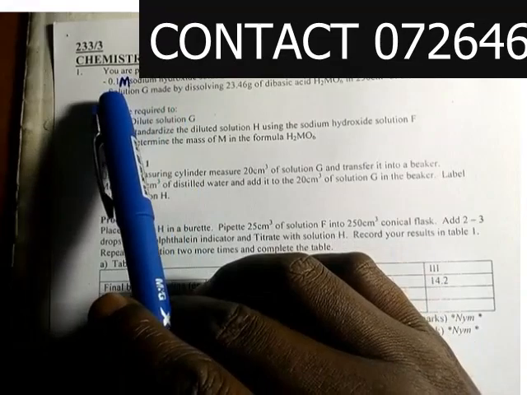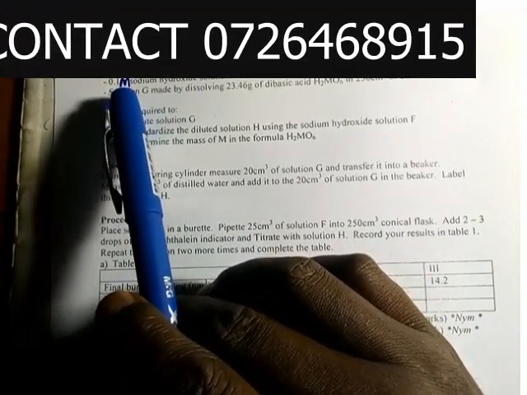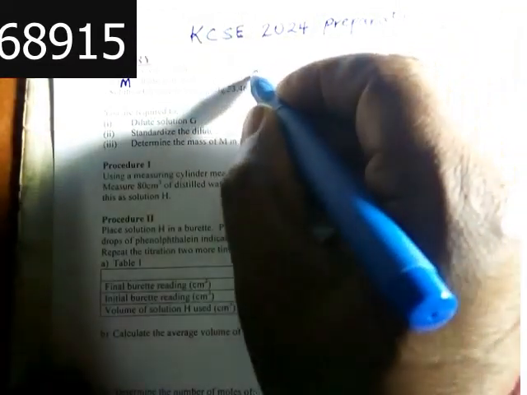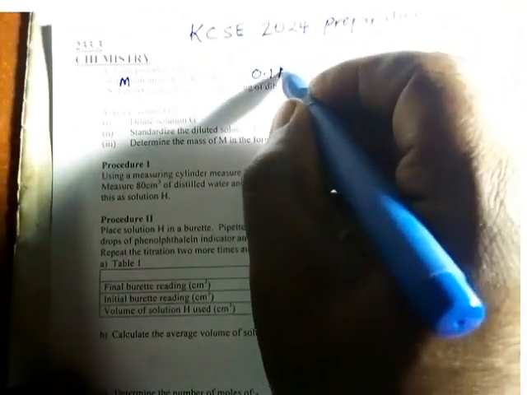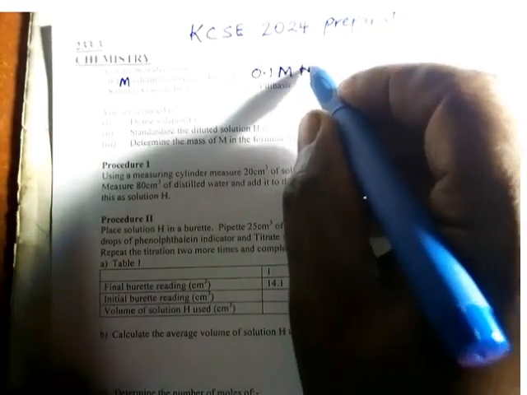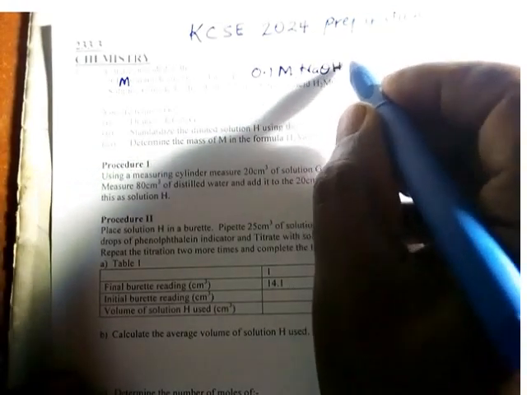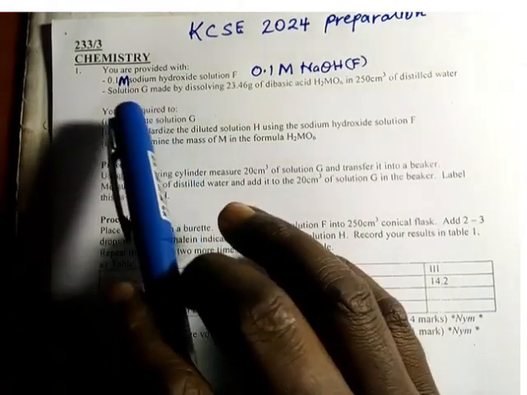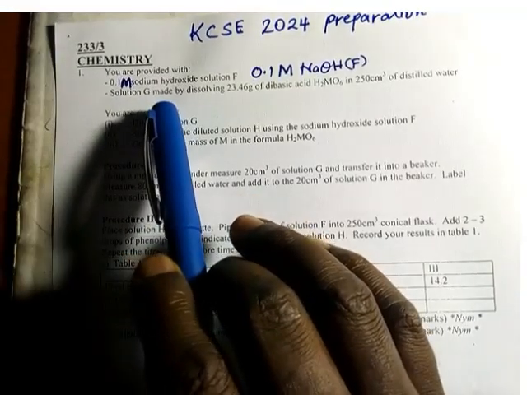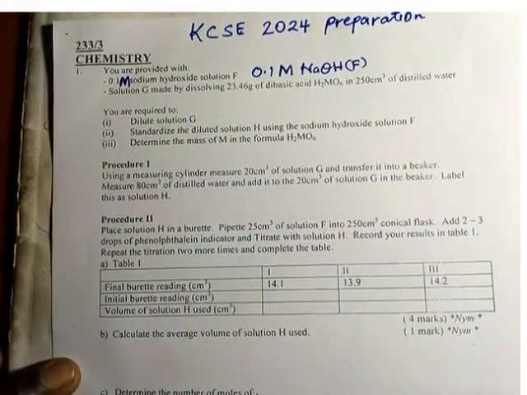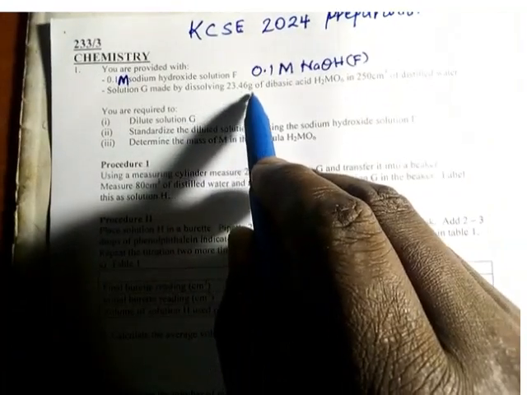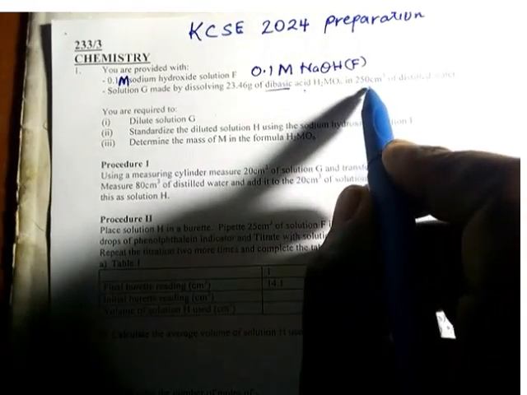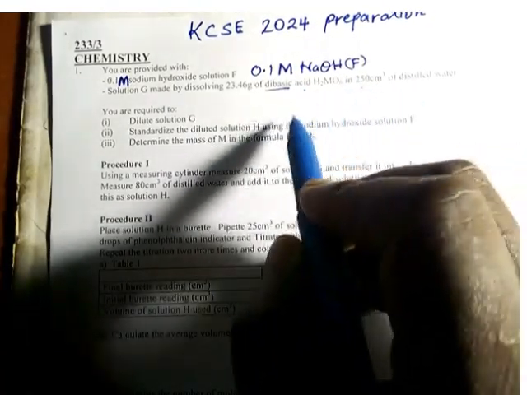With 0.1 capital M sodium hydroxide solution, this one is 0.1 M sodium hydroxide called solution F. Solution G is made by dissolving 23.46 grams of a dibasic acid in 250 centimeters cube of distilled water.